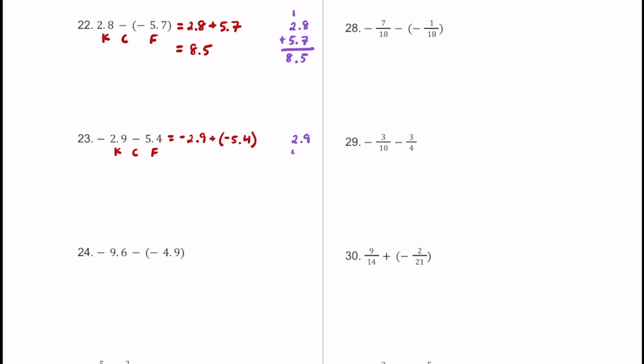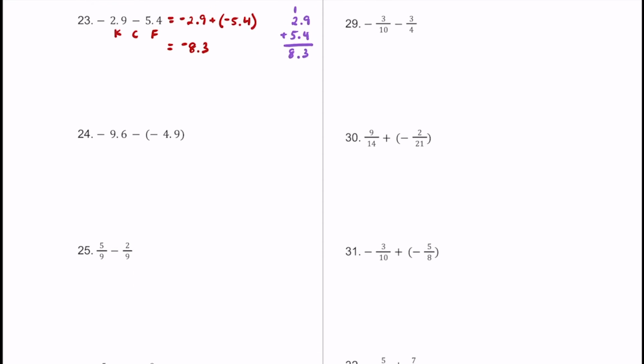So 2.9 plus 5.4. All right, so 9 plus 4 is going to be 13, carry the 1. Then 1 plus 2 is 3, plus 5 is going to be 8. So if we go ahead and add these, we're getting 8.3, but it's a negative 8.3 just because we're adding a negative plus a negative together.